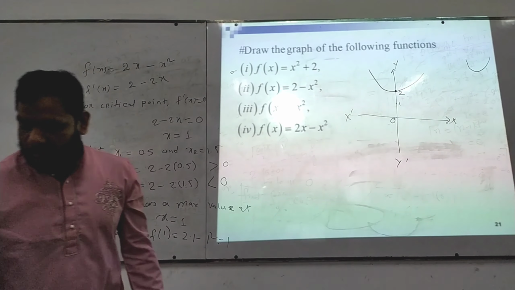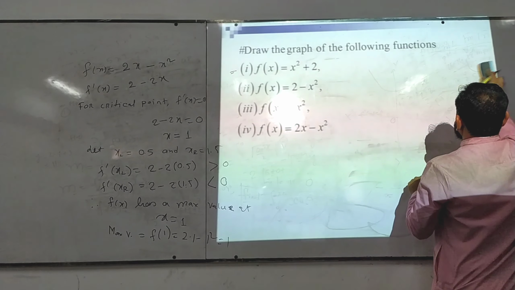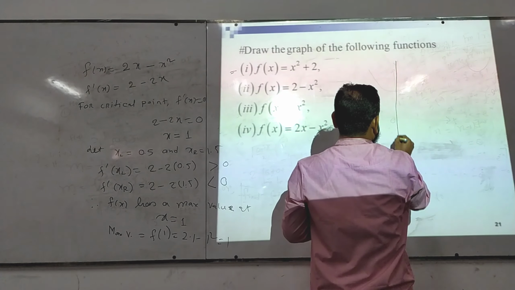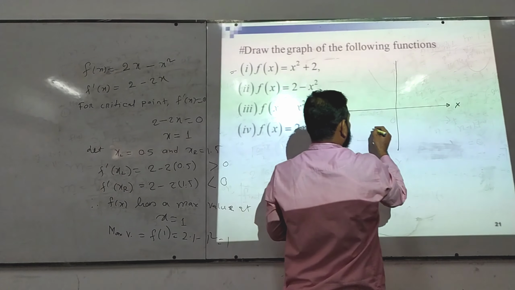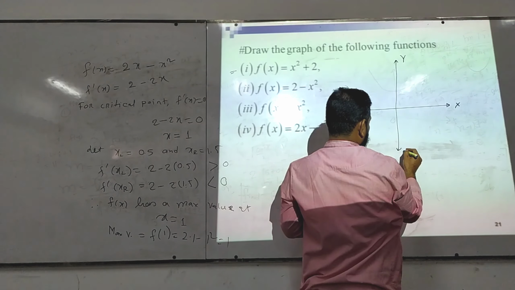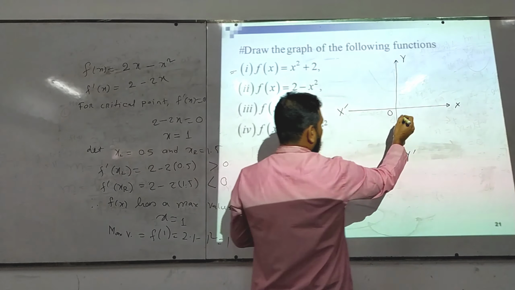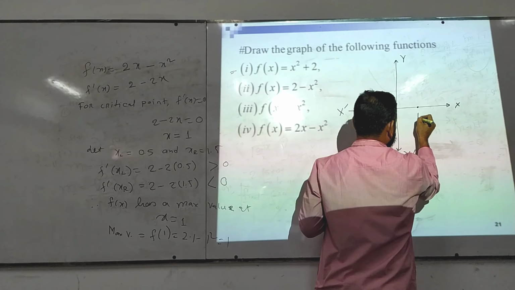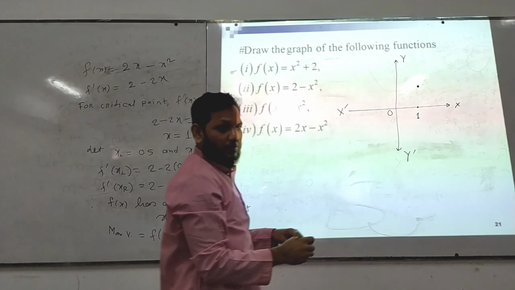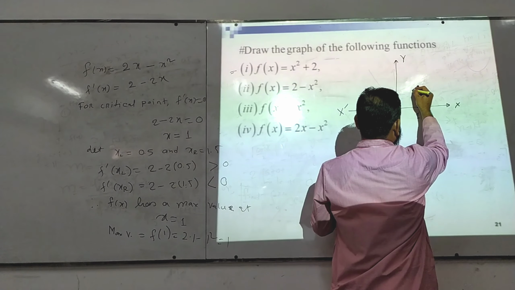So what will be our graph? You see, look at here. X positive, x negative, y positive, and y negative. This one is 0. Now, at the point 1, the maximum value is 1, right? So the maximum point is 1, 1. So our function is drawn.